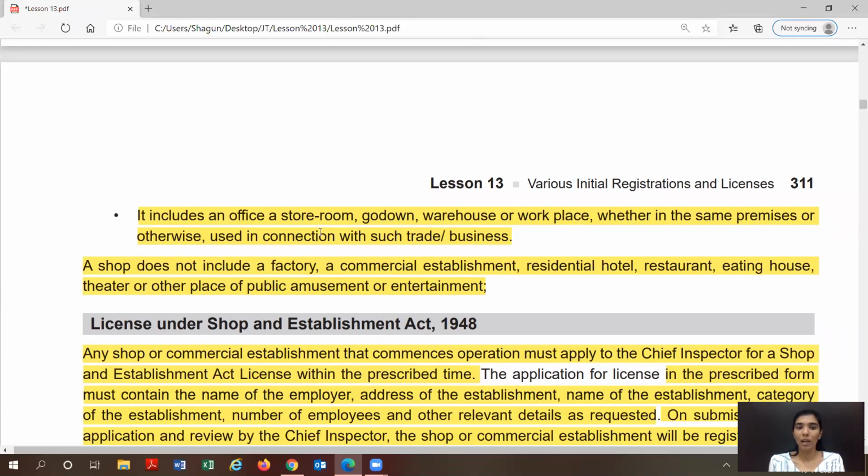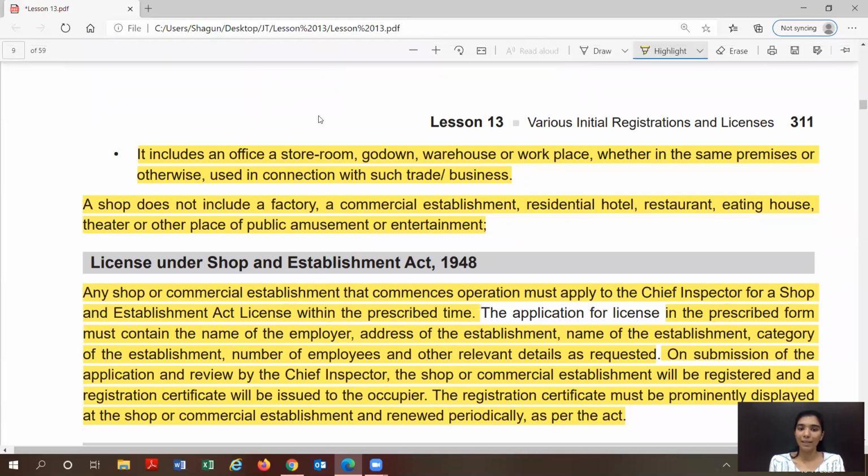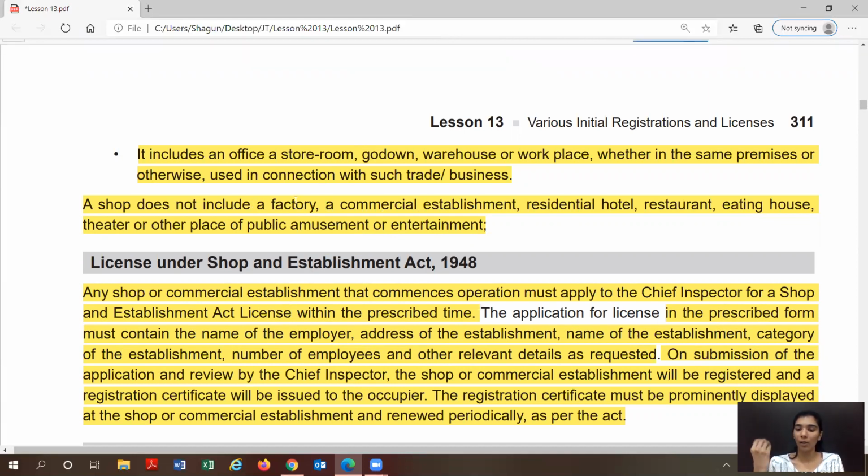Also, a shop includes a storeroom, godown, warehouse, or workplace, whether in the same premises or otherwise, used in connection with such trade or business. However, a shop does not include a factory, commercial establishment, residential hotel, or restaurant. So what is included in establishment is not included in shop. Apart from that, a factory is also not included. If you have studied labor laws, for factories there is a separate Factories Act. So that is why the Shops and Establishment Act does not cover factories.